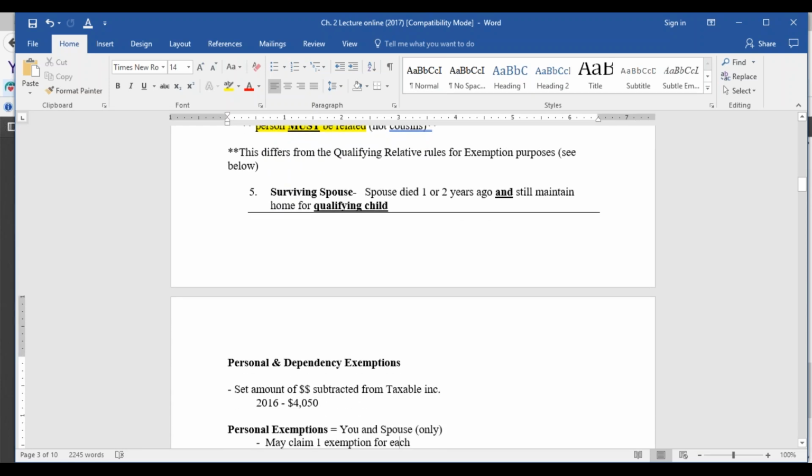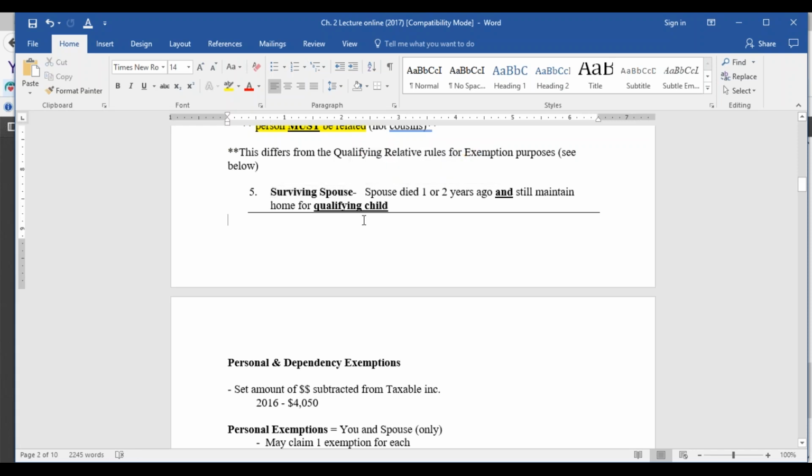The last item that you could possibly do as a filing status is surviving spouse. And surviving spouse is only available for those who were married. In the year and the second year after the death, you can claim surviving spouse for those 2 years, and only if you still maintain the home for a qualifying child. Okay, so very, very few can claim surviving spouse. And when they do, they can only claim it for 2 years.